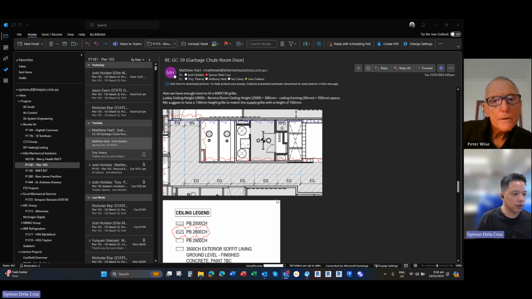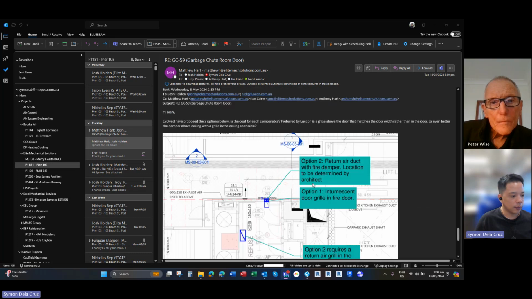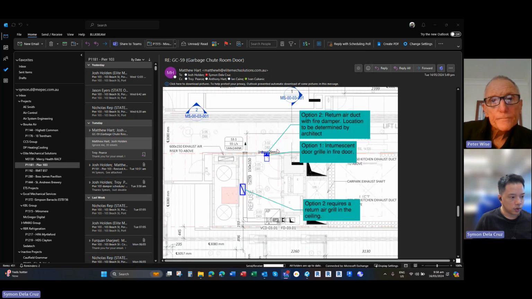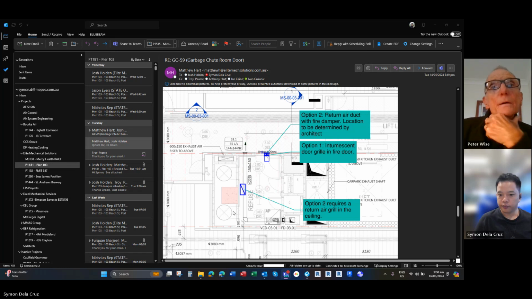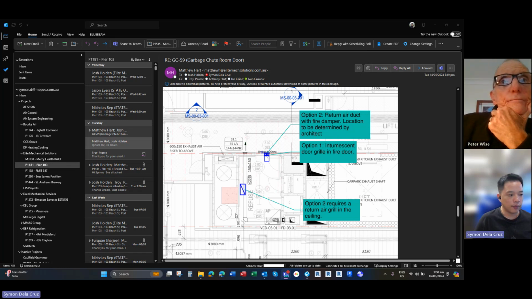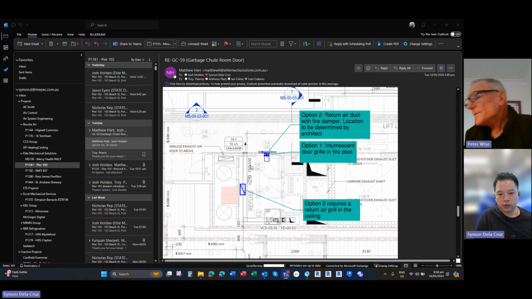Basically, the consultant wants to put a return air grille, which is proposed. So we will have a return air path for the garbage chute. The problem is how to determine the airflow. Excuse me a second, Simon.